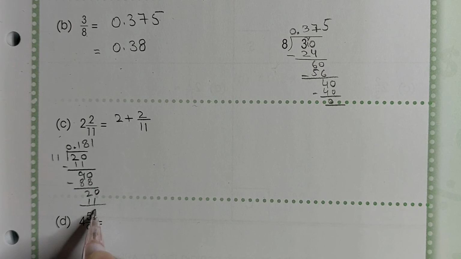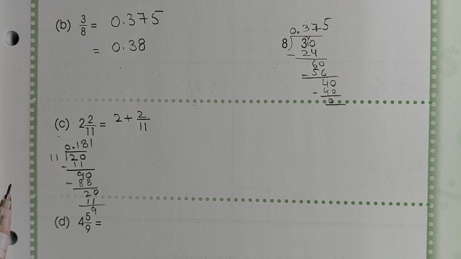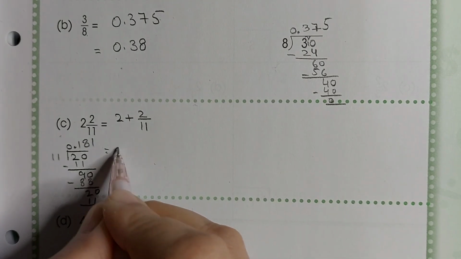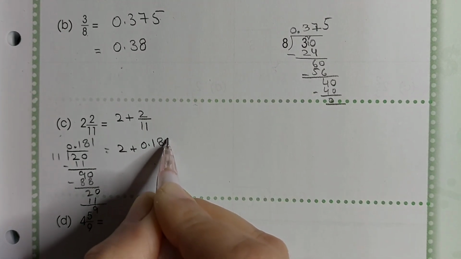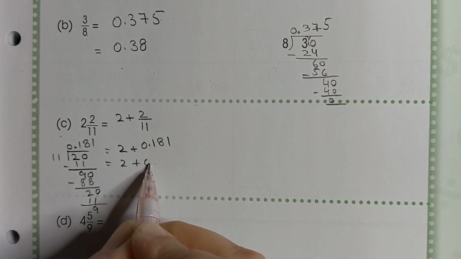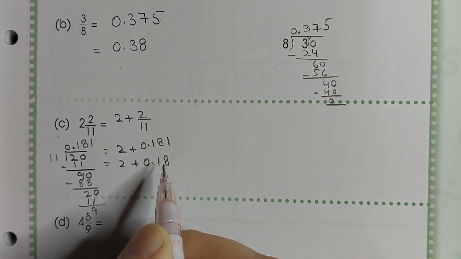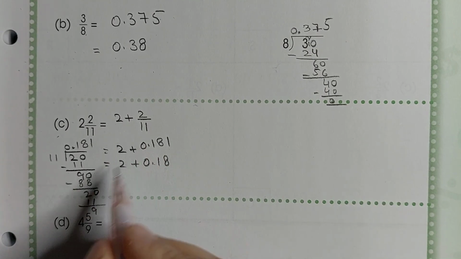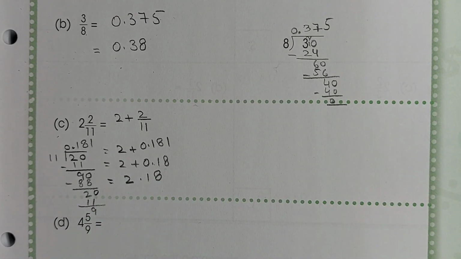So it will become 9. But we won't go further because we need only up to 2 decimal figures, and we get up to 3 decimal figures. Now what we have to do? We have to write 2 plus 0.181. So when we round it off, it will become 2 plus 0.18 because this one is smaller than 5. So we won't change anything in the next number. It will become 0.18 and our answer will become 2.18.